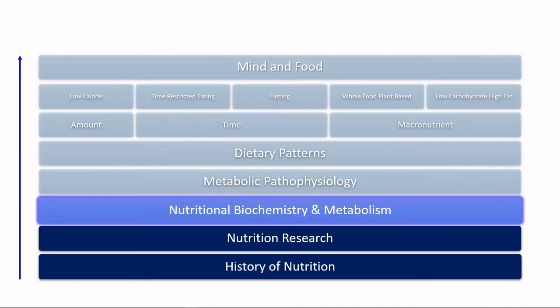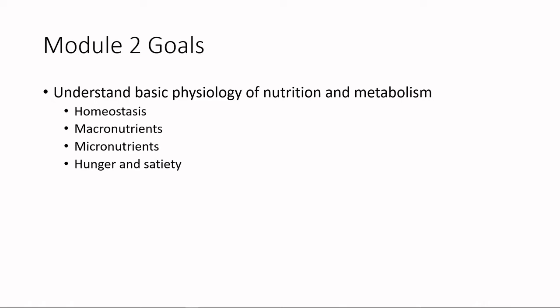When compared with Module 1, Module 2 is much more straightforward with less controversy. Broadly, we'll discuss nutritional biochemistry and metabolism. This will set the stage for Module 3, where we will apply this information for metabolic pathophysiology. We will discuss basic nutritional biochemistry, physiology, and metabolism. Special attention will be spent on the various macronutrients and micronutrients and the hunger and satiety mechanisms of the body.